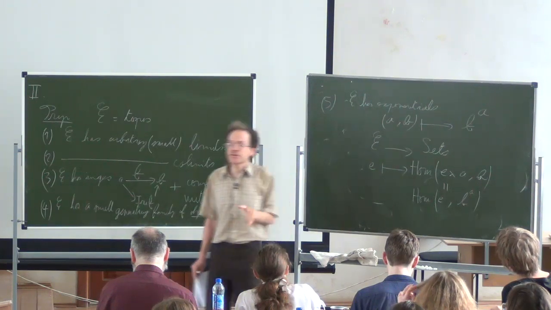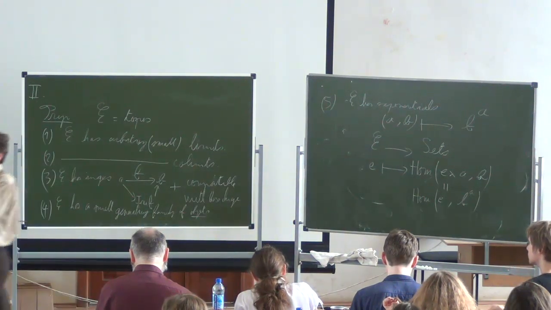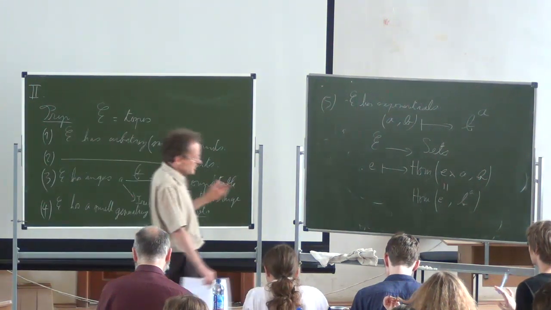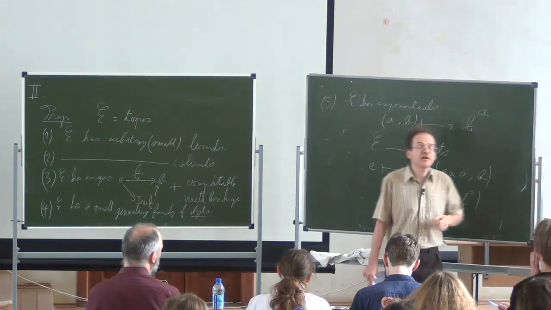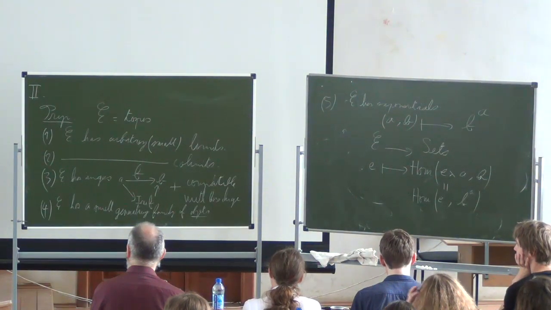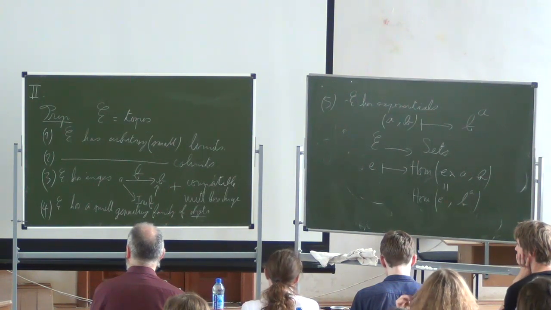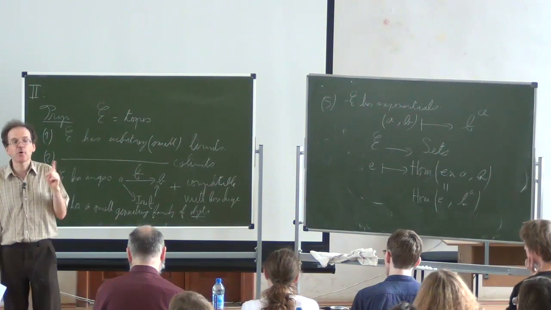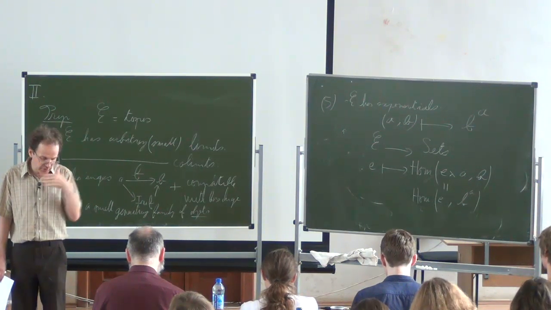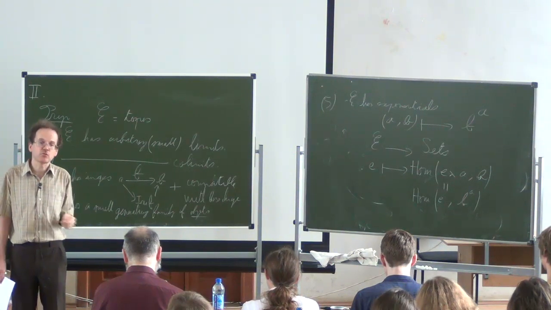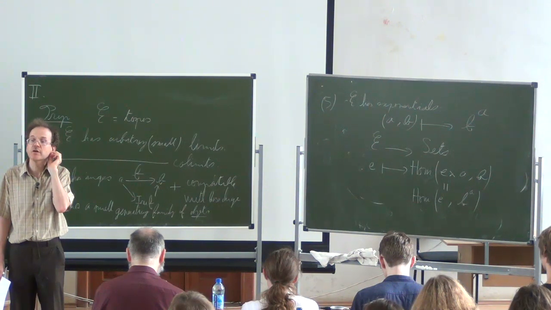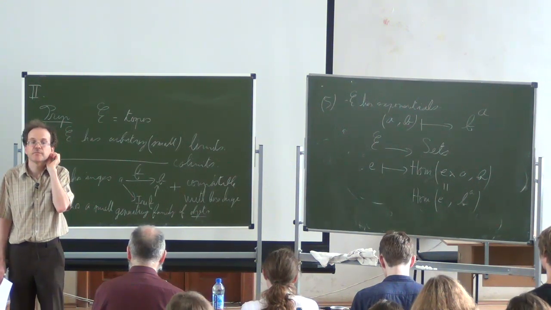So this means that toposes are mathematical universes which are as good or just as good as sets. In fact, I don't say exactly as good, I say almost as good, because there is a property which many people allow for sets to have, and which is not verified by toposes in general. It is the axiom of choice.